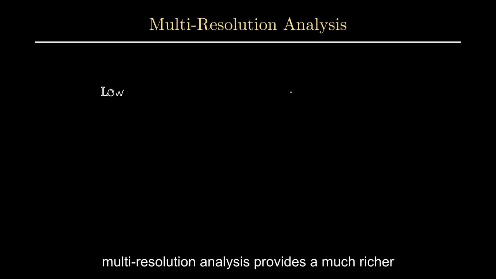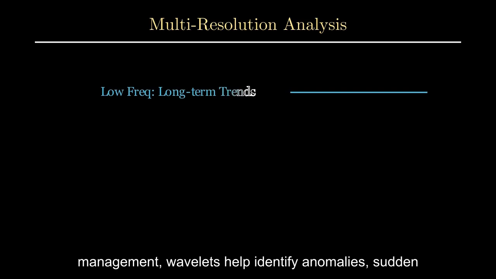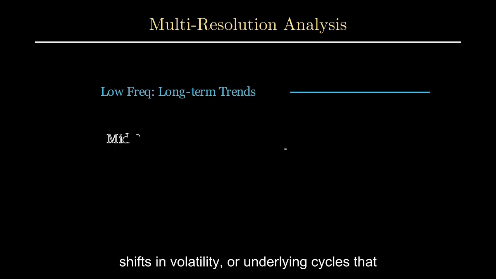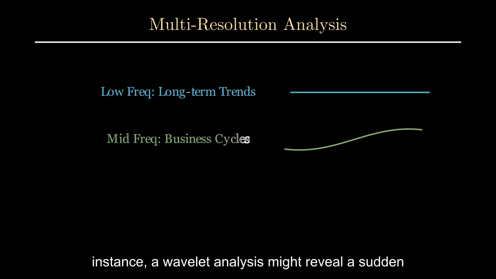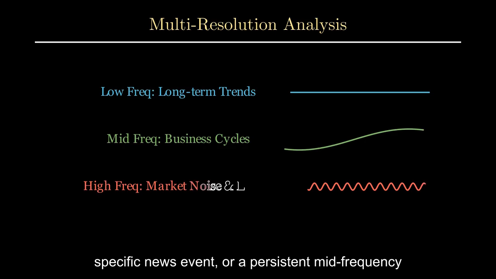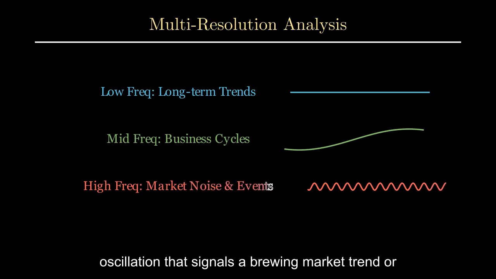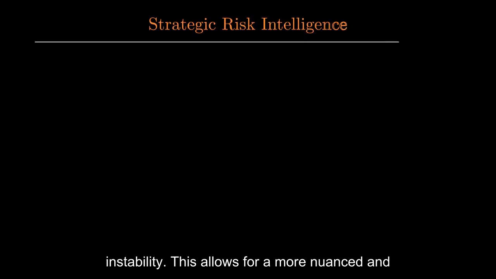This multi-resolution analysis provides a much richer understanding than traditional methods. In risk management, wavelets help identify anomalies, sudden shifts in volatility, or underlying cycles that might be masked by everyday market noise. For instance, a wavelet analysis might reveal a sudden increase in high-frequency energy coinciding with a specific news event, or a persistent mid-frequency oscillation that signals a brewing market trend or instability. This allows for a more nuanced and timely assessment of risk.